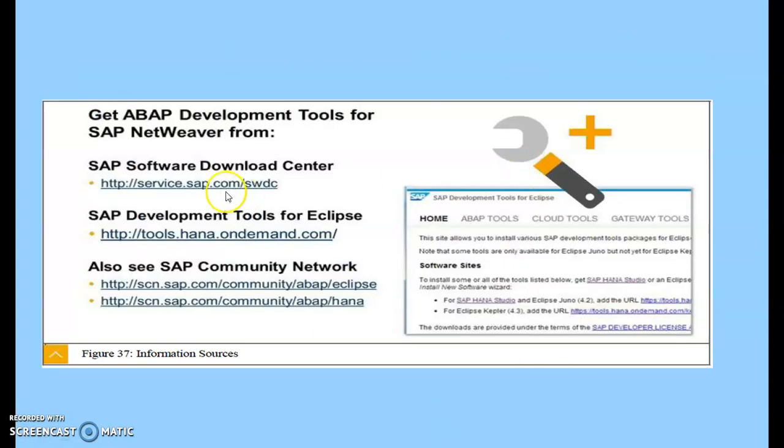So we have information sources. If you would like to log in and check out more details about the ABAP development tools, you can go to service.sap.com/swdc for software download. For SAP development tools for Eclipse, you can download from tools.hana.ondemand.com. This is the link for that, and you can also see the community network, where we can have some material and documentation for Eclipse and HANA.